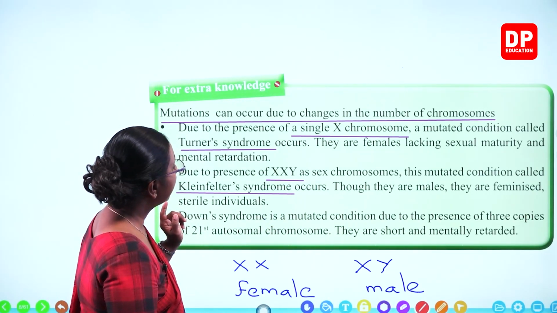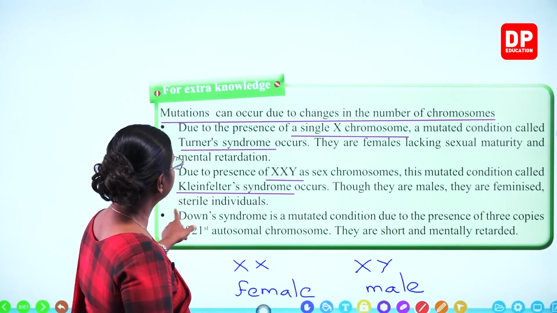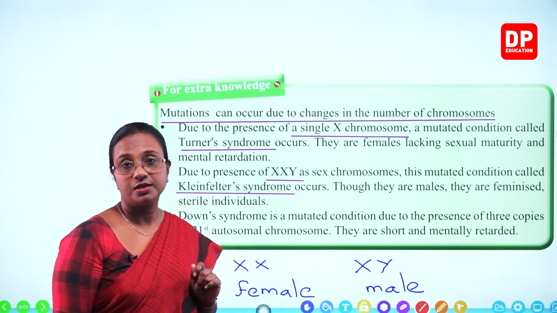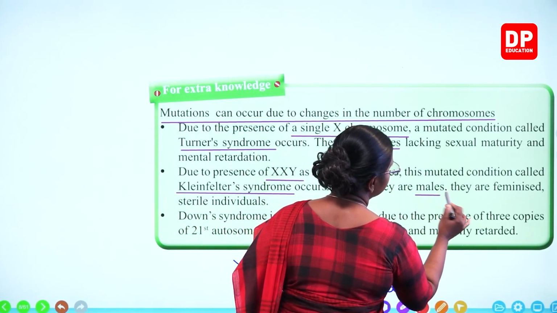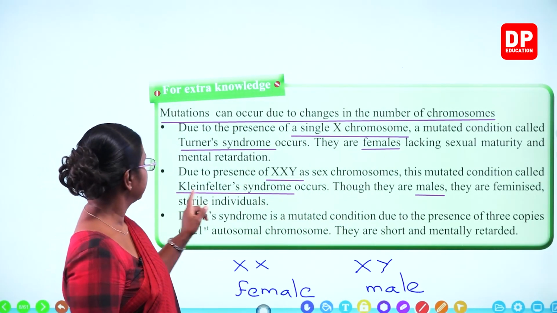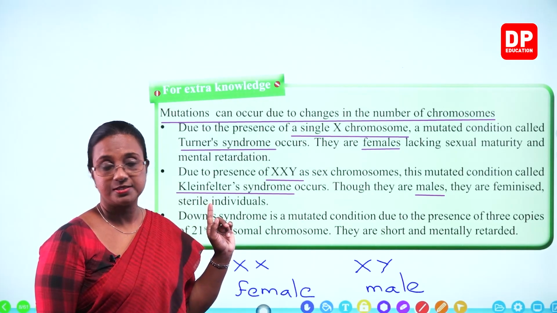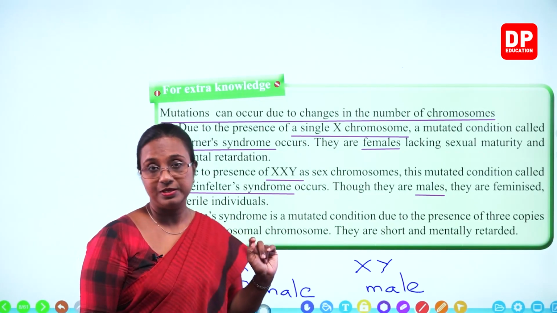Due to the presence of XXY as sex chromosomes, this mutated condition called Klinefelter syndrome occurs. Though they are males, they are feminized, sterile individuals.